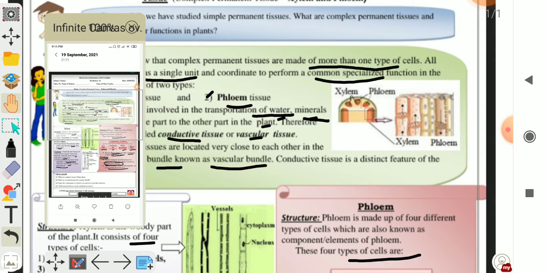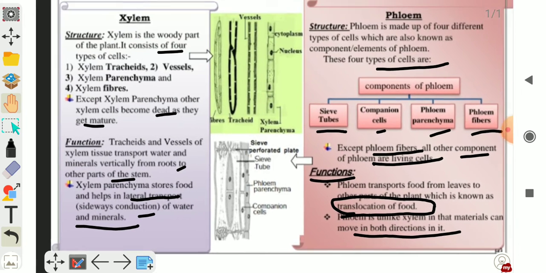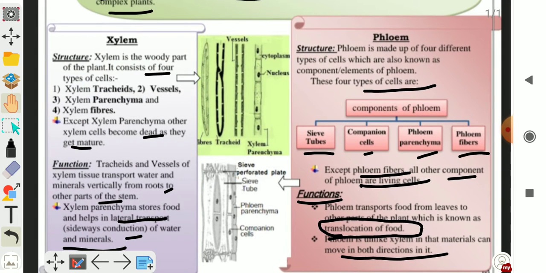Your third question is, name the components of xylem tissues and also write their function. So what are the components of xylem tissues? There are 4 components of xylem tissues. First one is xylem tracheids, second one is vessels, third one is xylem parenchyma and fourth one is xylem fiber.